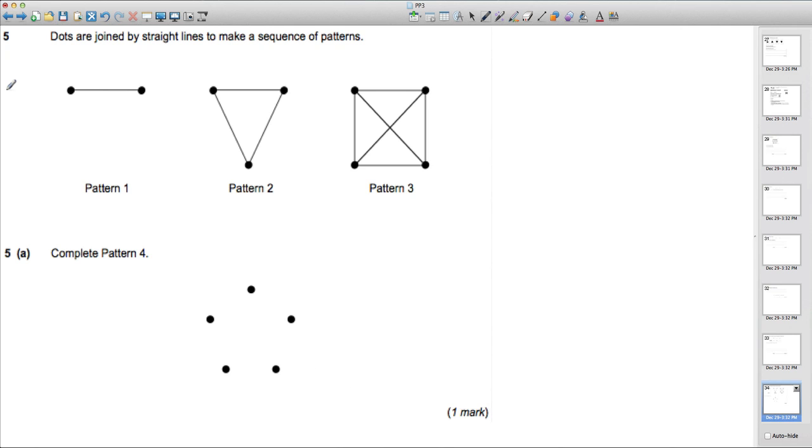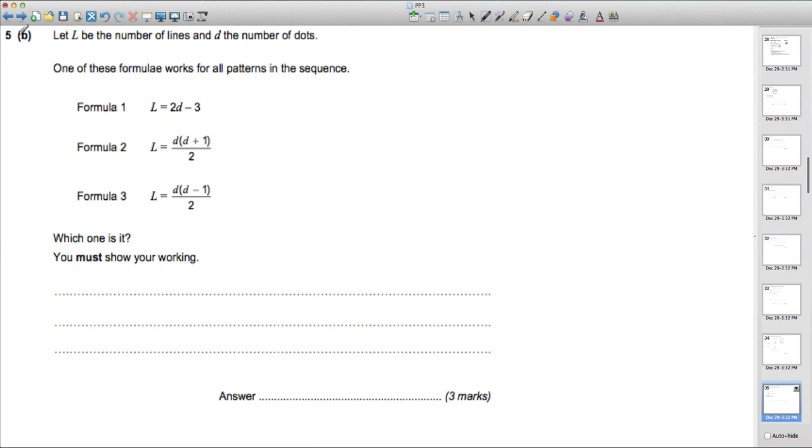Question 4. Dots are joined by straight lines to make a sequence of patterns. Complete this pattern. So you join each dot to each other dot, in the case here. So here you would do the same thing, but every dot must be joined to every other dot. So it would be something like that. Okay. Right, that's 1 mark.